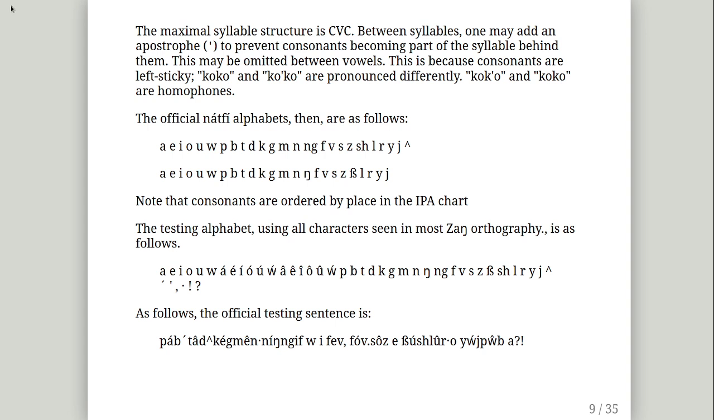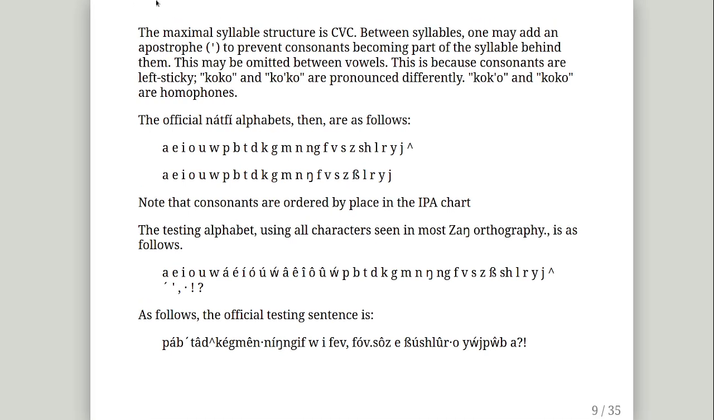Oh, what's happened? Stupid keyboard. Oh, damn it.